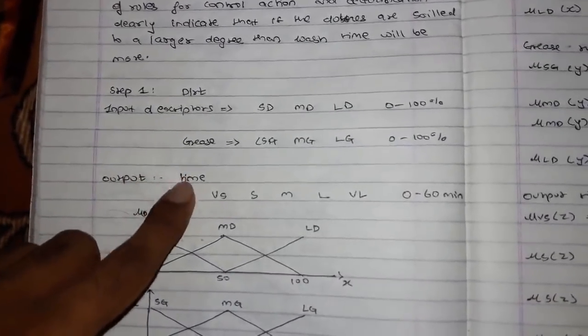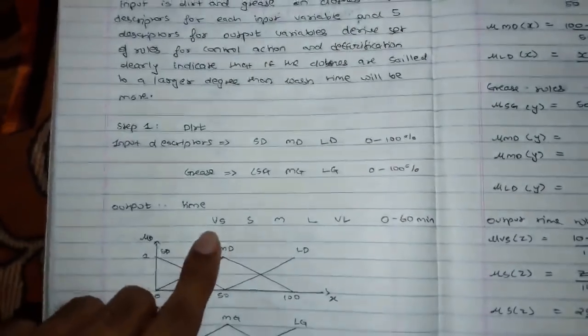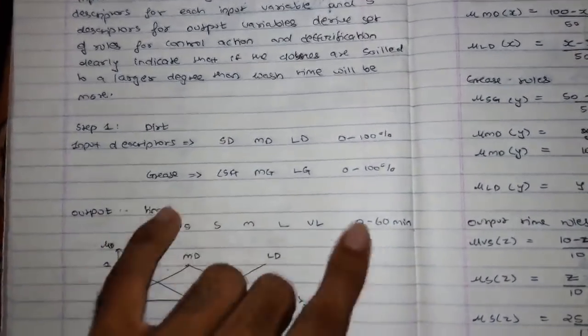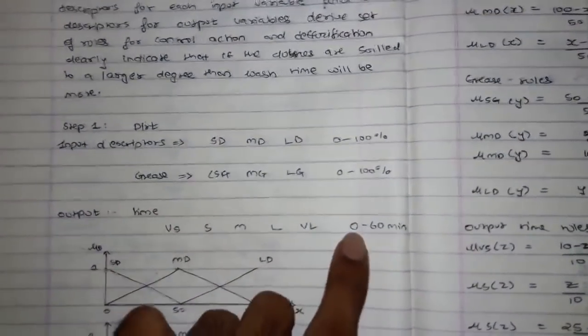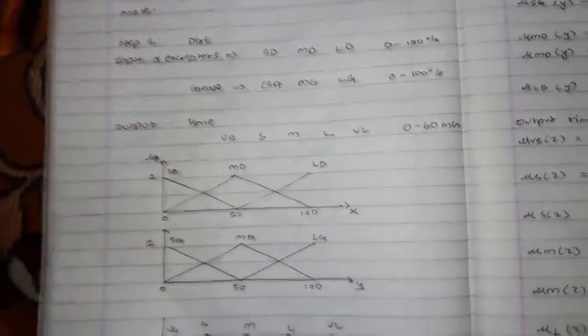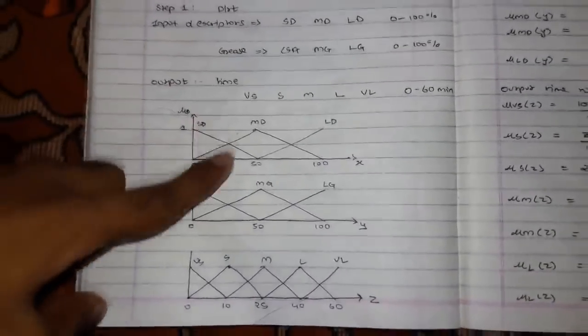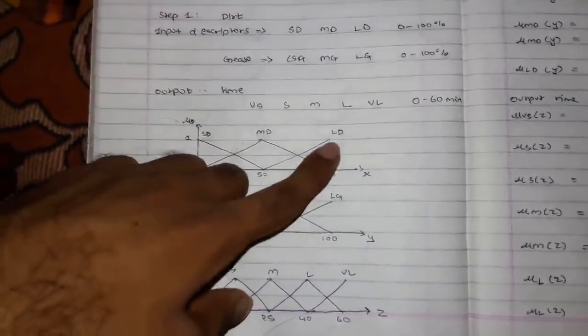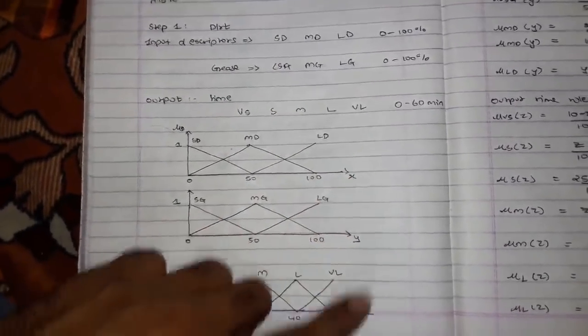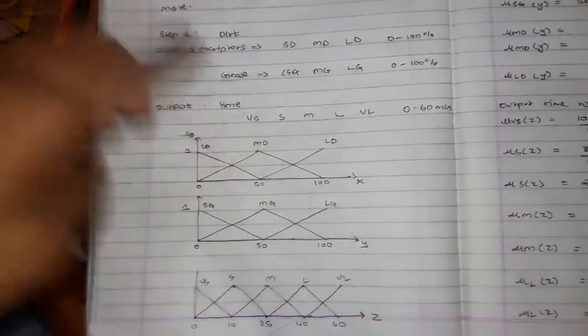Next is the output. The output is time, and they have told us to use 5 descriptors. Hence I am using very small, small, medium, large, very large. These are the descriptors for time. Time is in minutes, say 0 to 60 minutes is the range for time. Similarly, we will plot the membership functions. So here I will get 3 graphs. Why 3 graphs? Because I have 2 inputs and 1 output. So I have named them X, Y, Z for the 3 inputs and outputs.